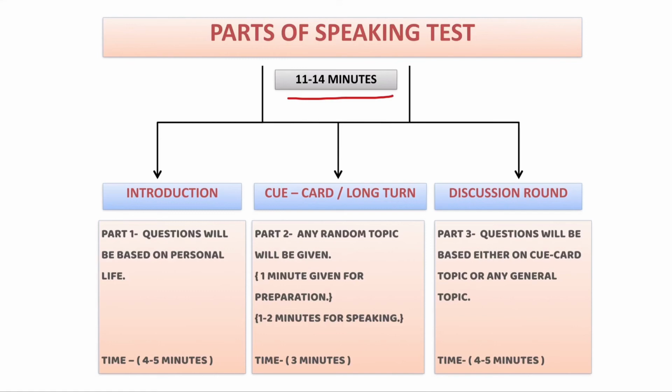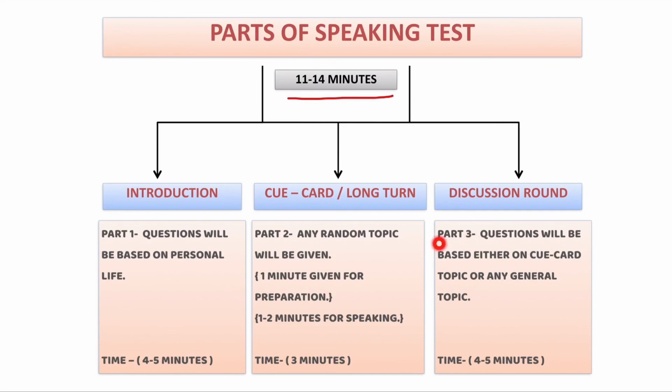For 2 minutes, you have to use your best English, and you need to impress your examiner, because the cue card is the main thing on which your speaking is judged. And here the total time given to the cue card is 3 minutes. So you can see that 5 minutes plus 3 minutes, so 8 minutes are done. Then comes the next part, which is for 4 to 5 minutes, which makes up 11 to 14 minutes. So it comes to the discussion round.